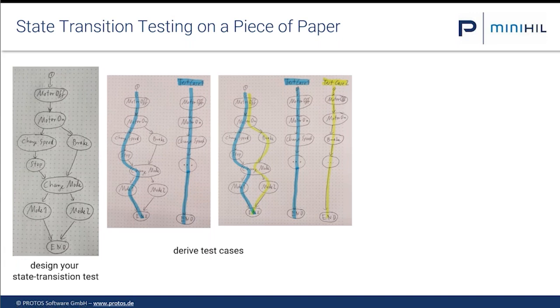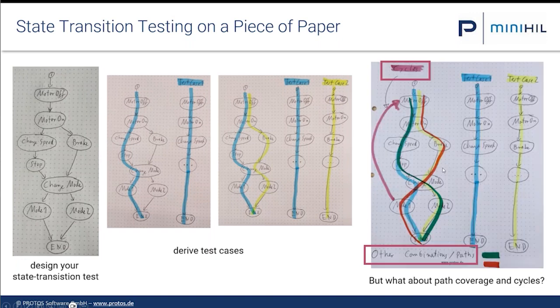But now I have not tested, for example, braking in mode 2, or braking in mode 1, or change speed in mode 2. So that's why I need the higher level metrics. For example, I would need the green path here to cover change speed together with mode 2 and brake together with mode 1. So in this case, this would be end switch 1, for example.